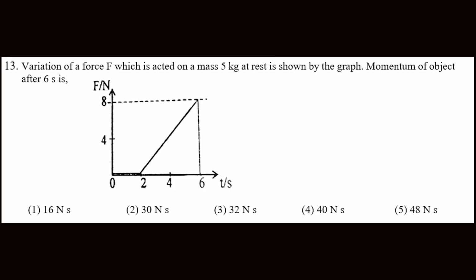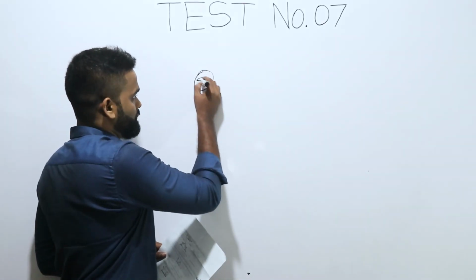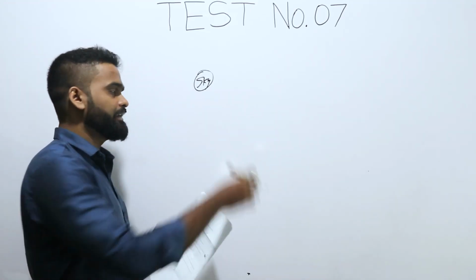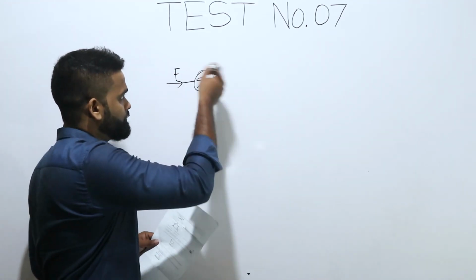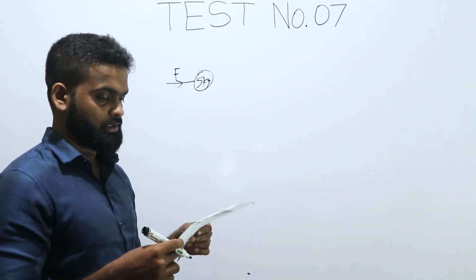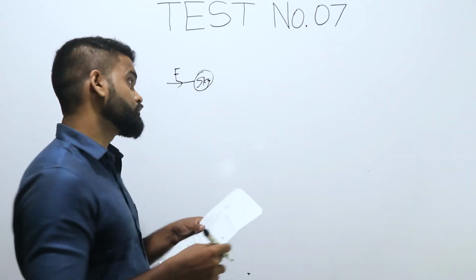13th question. Variation of force F, which is acted on a mass of 5 kg at rest, is shown by the graph. Momentum of the object after 6 seconds is? So there's a 5 kg mass at rest. Then a force F is applied on the mass. Then it starts to gain some momentum, right? So what they ask is the momentum of the object after 6 seconds.